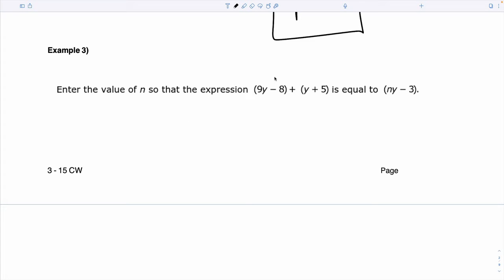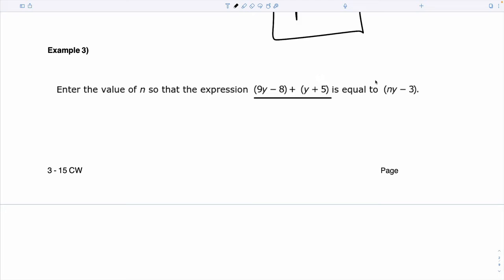So the expression 9y minus 8 plus y plus 5 is equal to ny minus 3. I want you to turn and talk, and this one looks different. Why is it different from the first two? That's pretty obvious, but step 2 might be a little trickier. What can I do to try to match them up?